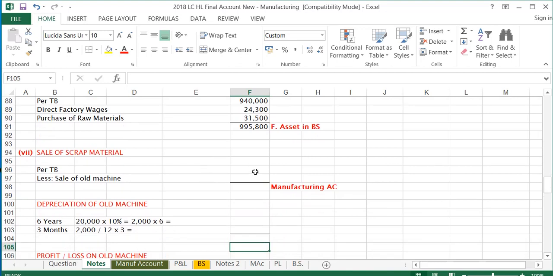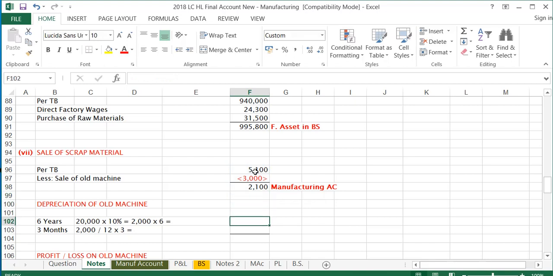Now the first thing we're going to have to do is take that 3,000 out of the sale of scrap material, because it shouldn't be included in the sale of scrap material, because it was a sale of an asset. So the sale of scrap material from the trial balance is 5,100, and I'm going to take out the 3,000 sale of machinery that shouldn't be included there, which gives me 2,100 for the sale of scrap material, and that will go in a manufacturing account.